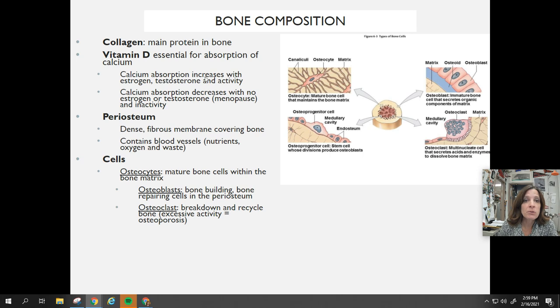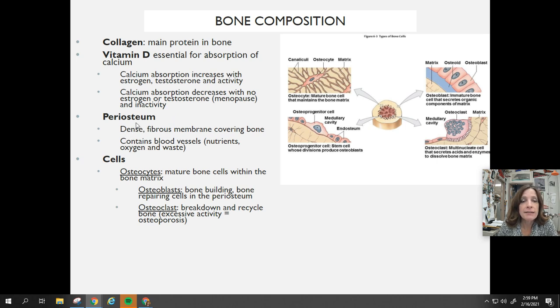And calcium absorption increases with estrogen, testosterone, and activity, like exercise. And then calcium absorption decreases with no hormones and less activity. So when women go through menopause, it's important that they keep up their calcium and vitamin D levels.